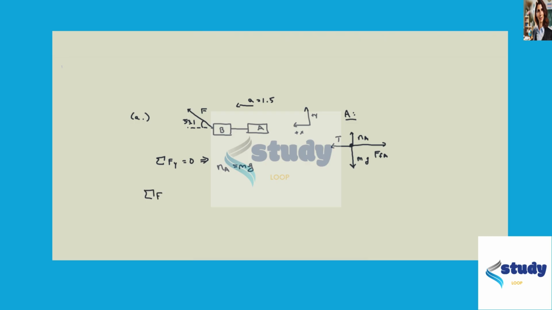Now, the sum of the forces in the x direction is not equal to 0. It's equal to the mass times the acceleration in the x direction. This implies that tension minus force of friction on block A is equal to 1.5 times m. And I'm going to denote this equation by star. It'll be useful as we do part B.